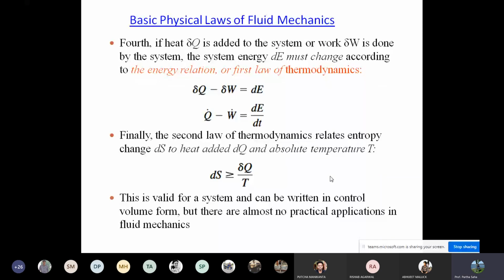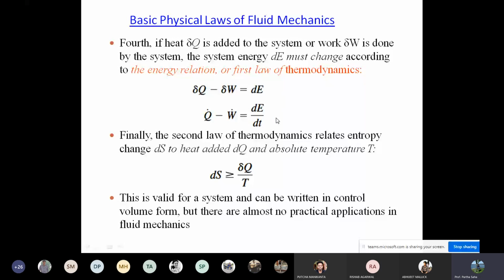Fourth is the heat. Heat is either generated or dissipated to the system, and it is done by some work. Del W is done on the system. Then the system energy E must change accordingly, according to the energy relation or first law of thermodynamics. Del Q minus del W is given by the change in energy. That can be positive or negative depending on whether heat is positive or negative. And it can be given in the scalar quantity as Q dot minus W dot equals dE/dt.